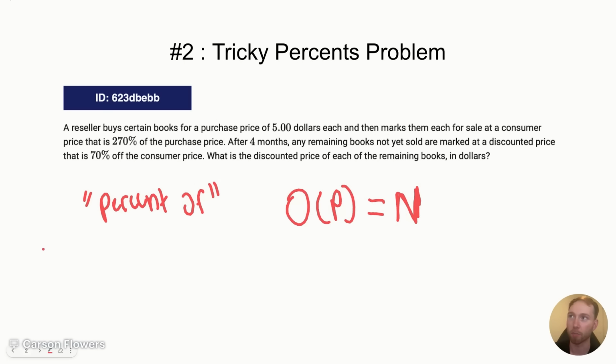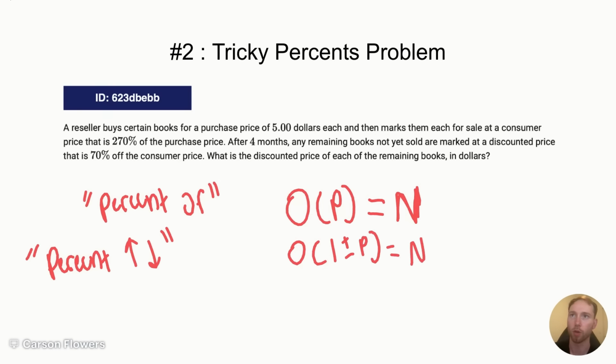Whenever you see percent increase or decrease, you want to do this: your old number times 1 plus or minus the percent equals the new number. By following this formula, you know exactly where to place every single number on a percents problem, and when you follow it, it's very hard to get these wrong. Let's use it for this question. A reseller buys certain books for a purchase price of $5 each, and then marks them for sale at a consumer price that is 270% of the purchase price.